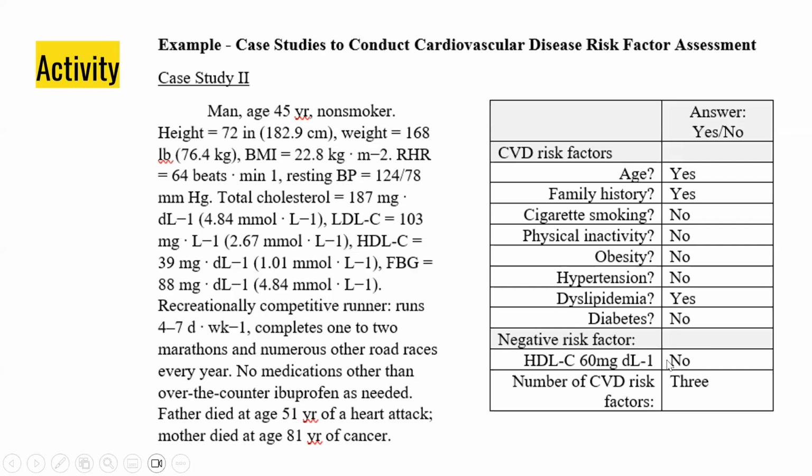Diabetes, no. So HDL too. The HDL over here is 39, so it's not considered a negative risk factor. So for a total of risk factors, you can see the number of cardiovascular risk factors is just 3: age, family history, and dyslipidemia.